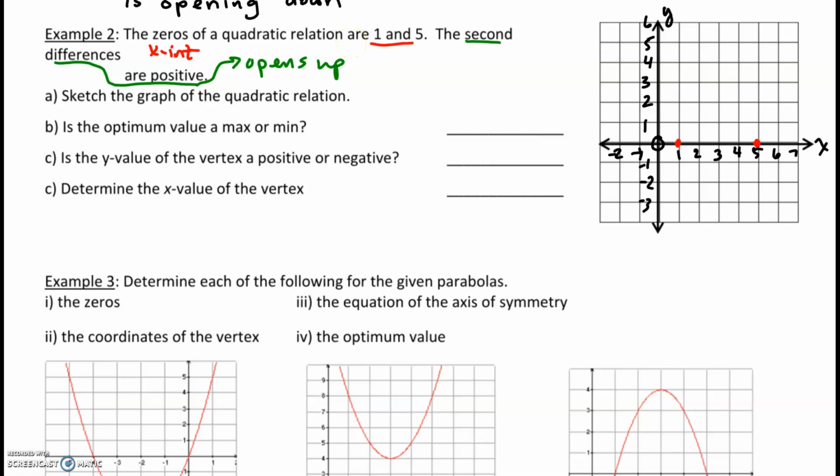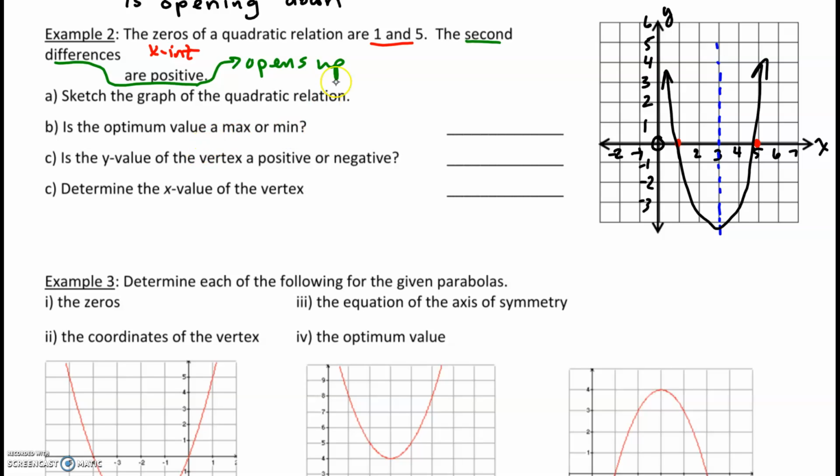So I can draw a sketch. I don't know where the vertex is, but I do know that the vertex has to be somewhere along this line because that's directly in the middle of the two zeros. So my vertex is somewhere along here. I'm not sure where, so I'll just do a sketch. And I know it's opening up again because my second differences are positive.